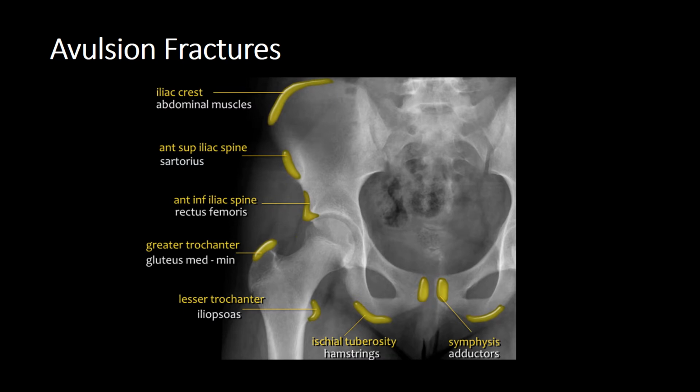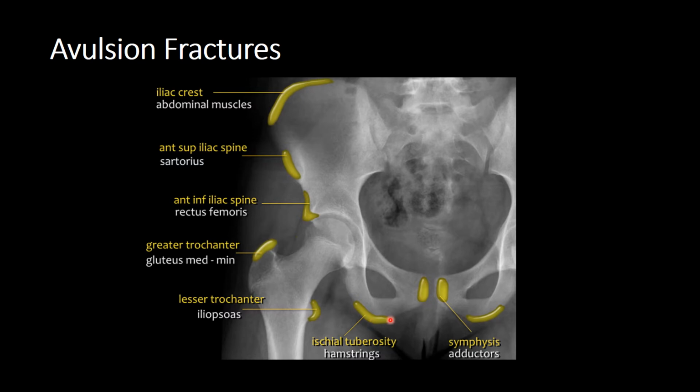And so we have on the top, the iliac crest is where the abdominal muscles insert. The anterior superior iliac spine is where the sartorius inserts. Your anterior inferior iliac spine is where your rectus femoris inserts. Your greater trochanter is where your gluteus medius and minimus insert. Lesser trochanter is the iliopsoas. Your hamstrings insert to the ischial tuberosity, and finally your adductors insert to the symphysis.